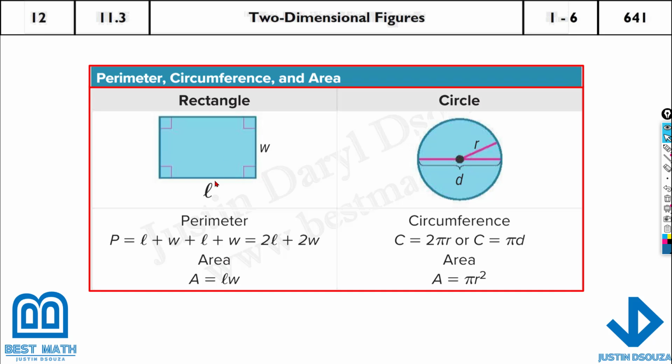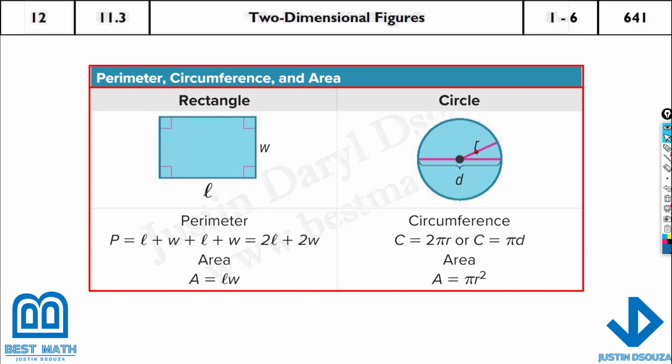Whereas the area is just multiplication of the 2 adjacent sides. It can't be opposite sides. If this is 10 and this is 5, you have to multiply 10 and 5, the adjacent sides next to each other, those 2 sides. If I take W, I can take either up or down. I can't take the opposite side.